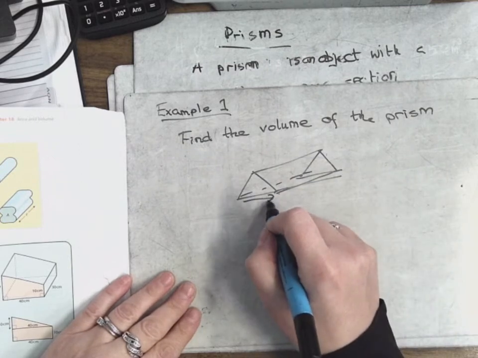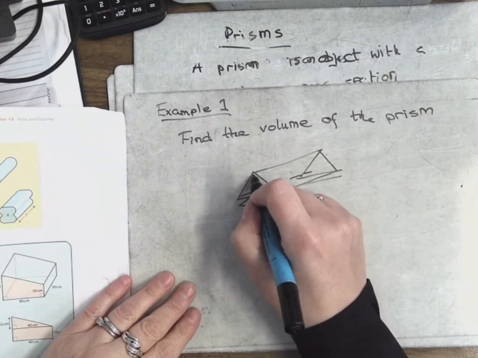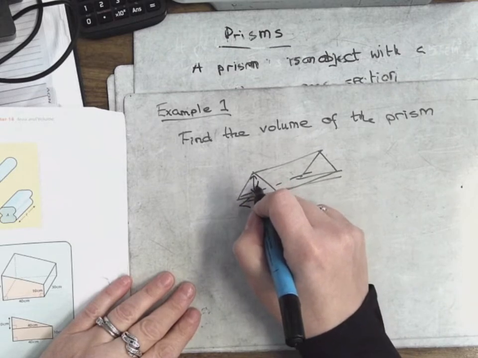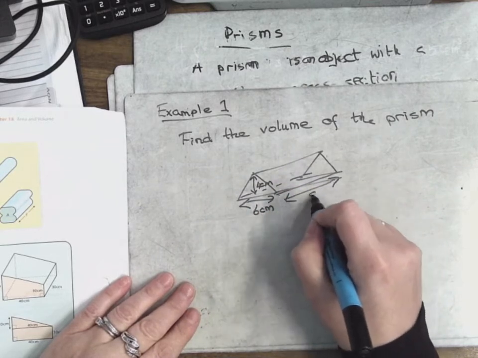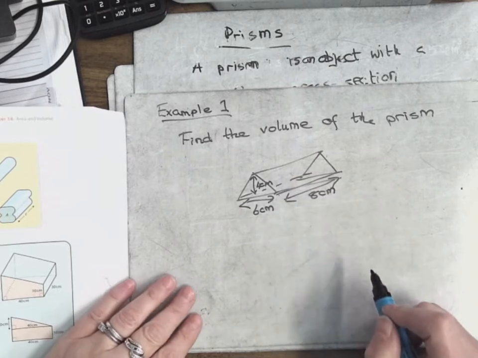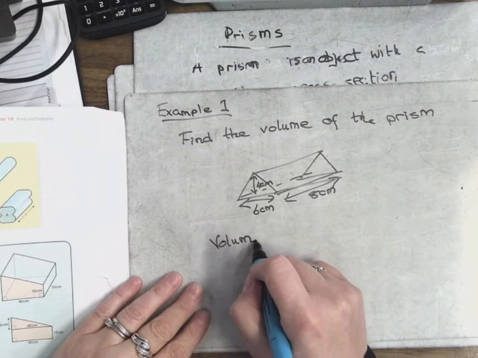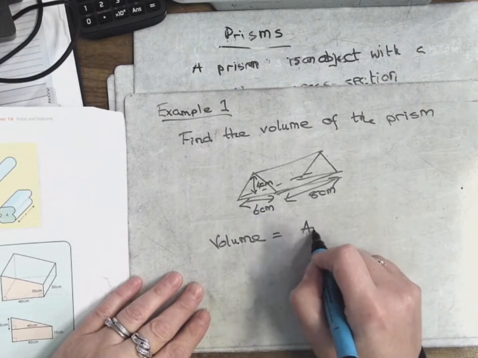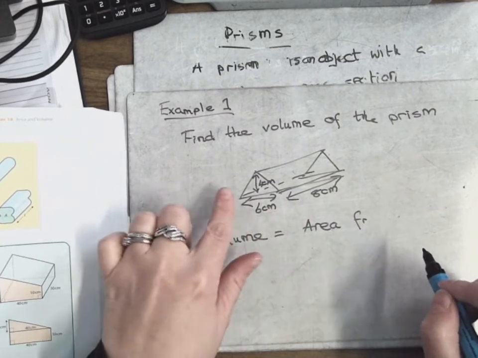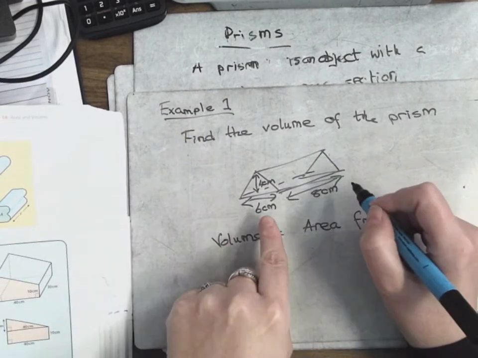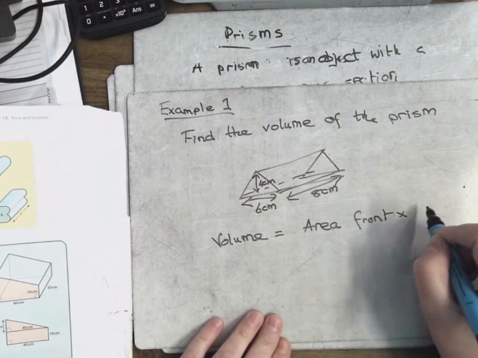Okay, so we'll say this is 6 centimeters, this is 4 centimeters, and I need the distance back. I'll call this 8 centimeters. So the rule is to get the volume of that, it's the area of the front. 6 centimeters goes across, 4 centimeters goes up, and 8 centimeters is the length back. So area of the front multiplied by the length.